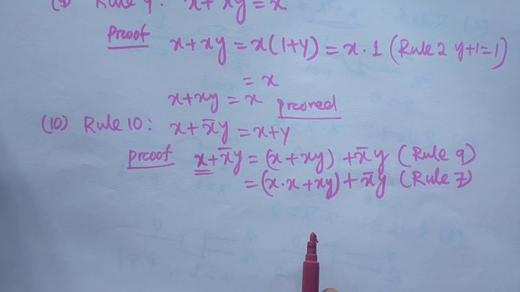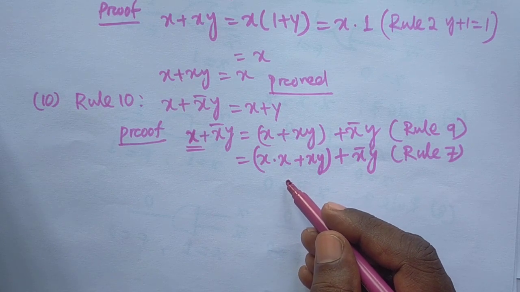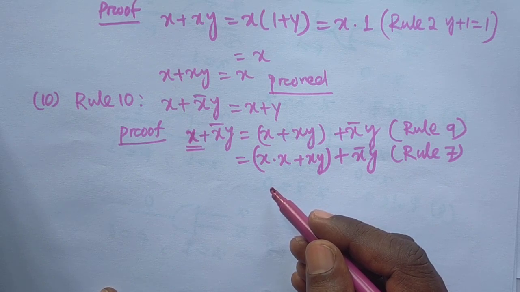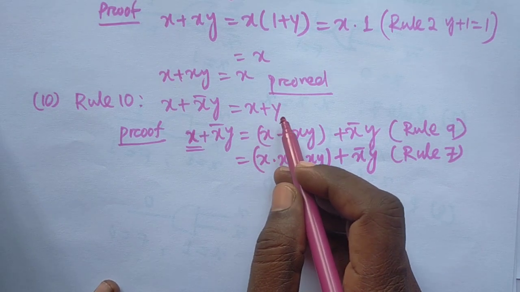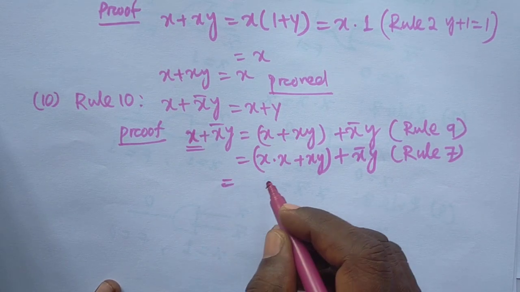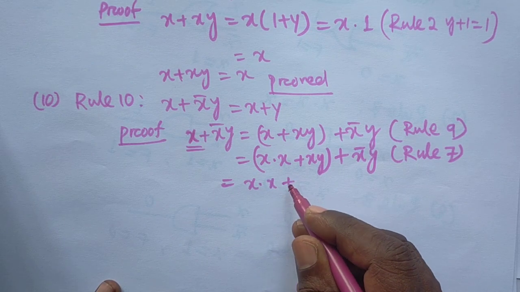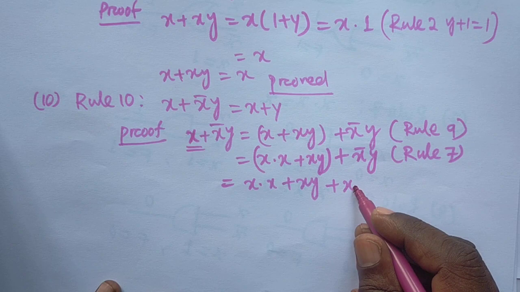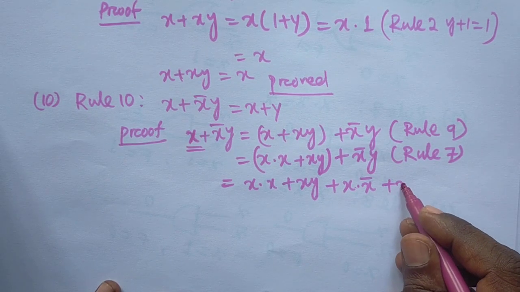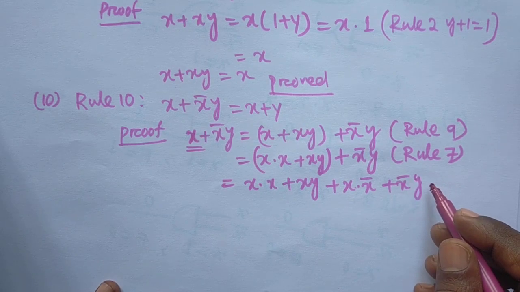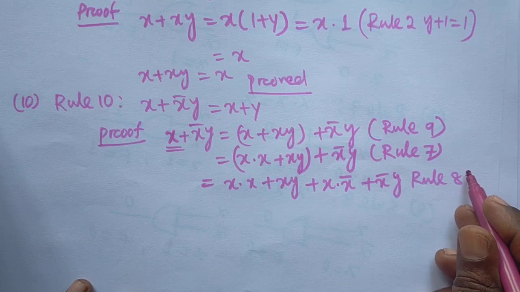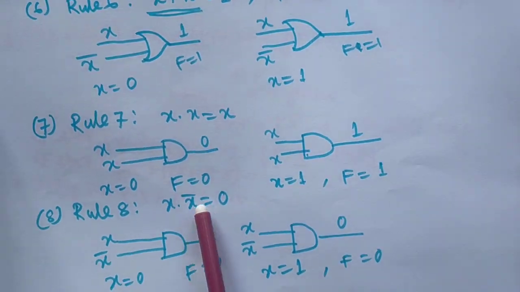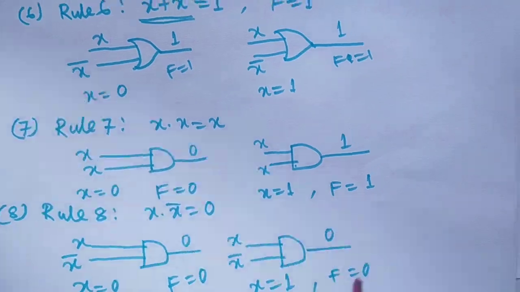Now we see another, here also x dot x we got. Another is, we have to expand it, because our aim is to prove x plus y, so we have to expand accordingly. Now x dot x plus xy plus x dot x complement plus x complement y, according to rule 8. I will show you rule 8, because x dot x complement is 0. We go through rule 8. This rule also we apply.